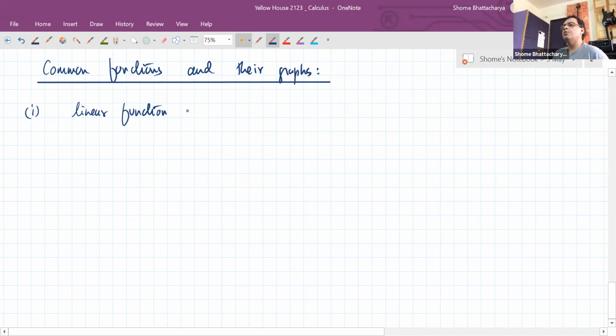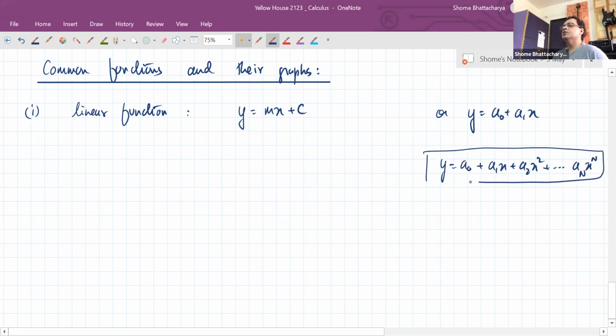The linear function is a polynomial which has degree equal to 1. That means it's of this type, mx plus c, or you can write it like this also. It's a special case of the power series, which we call a polynomial function. If we continue this to some maximum power n, then this type of function, as you know, is called a polynomial function, or a polynomial expression, but we've converted it to function form of degree n in this case.